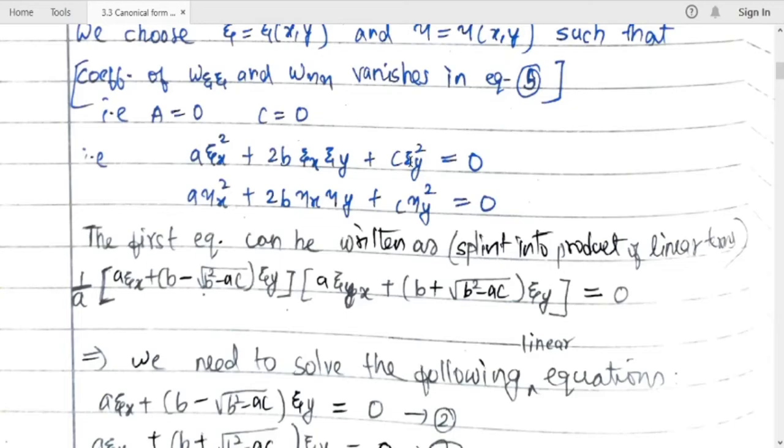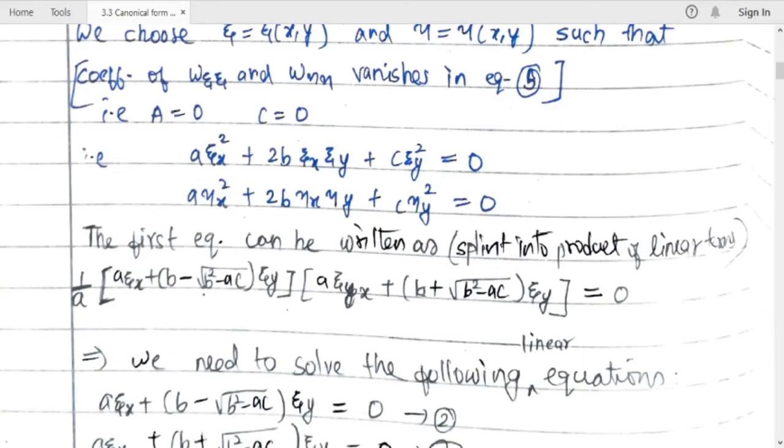Now one is a second order, second degree equation. Since it is quadratic, we can split it into product of linear terms. So these are the linear terms. Here we have B minus root of B square minus AC. Here we have B plus root of B square minus AC. So if you multiply these two, you will get the second degree equation. Now you can see, instead of solving this equation, it is enough to solve the linear equation. Okay, so that is the advantage here. So we need to solve two linear equations.